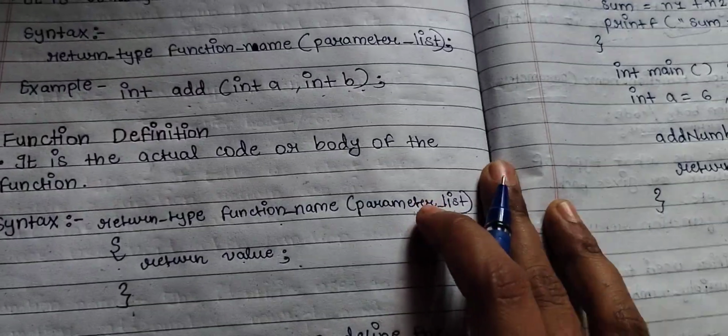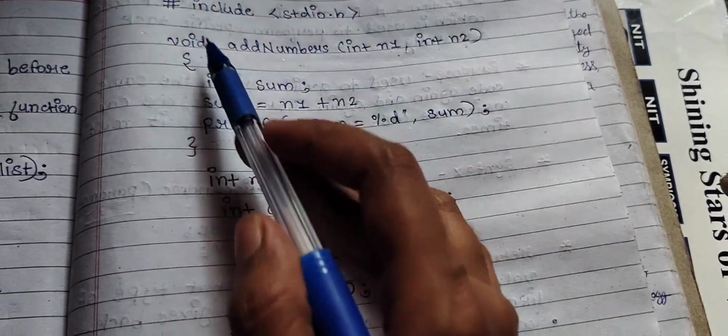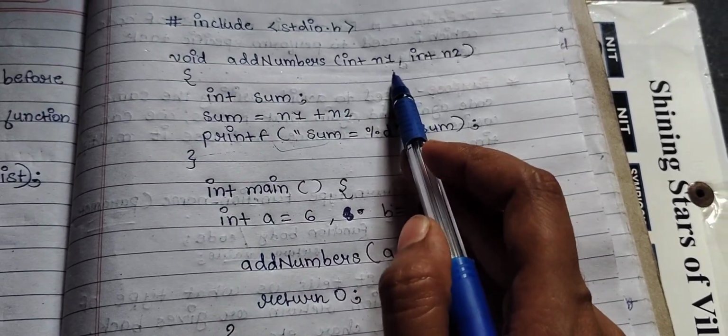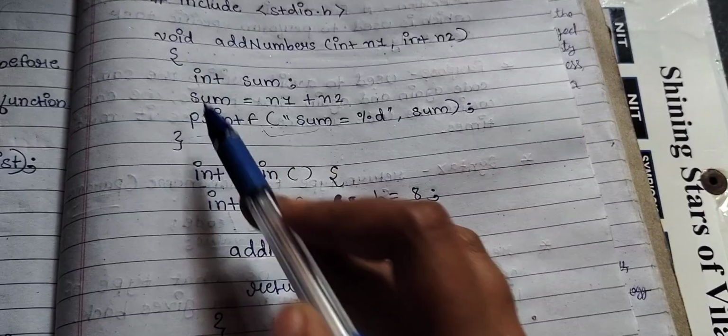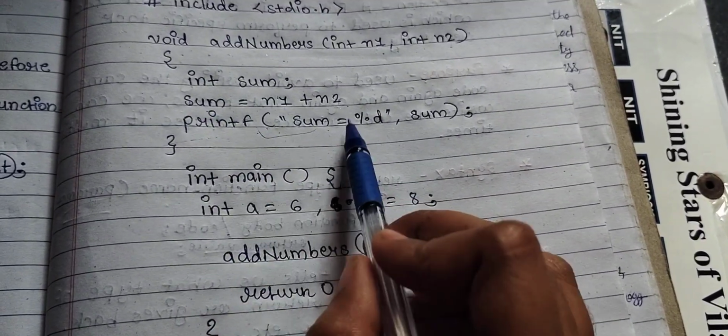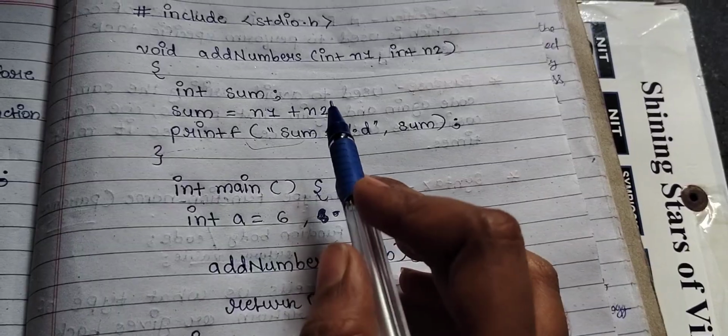To understand it more clearly, let us see this example. Here, the void addNumbers(int number1, int number2), it is the function definition, and inside the curly braces it is the body of the function, that is the actual code that is used to add the numbers.